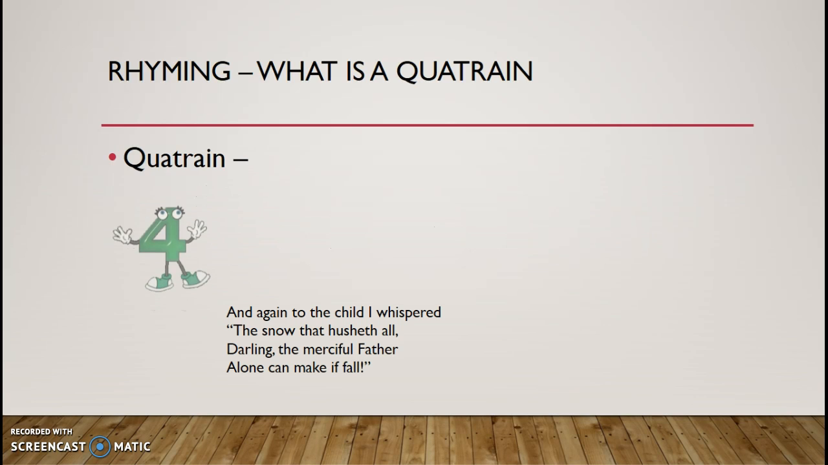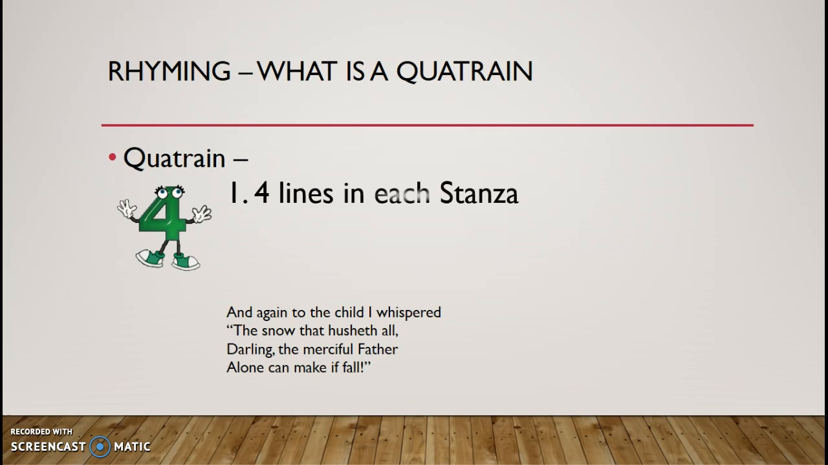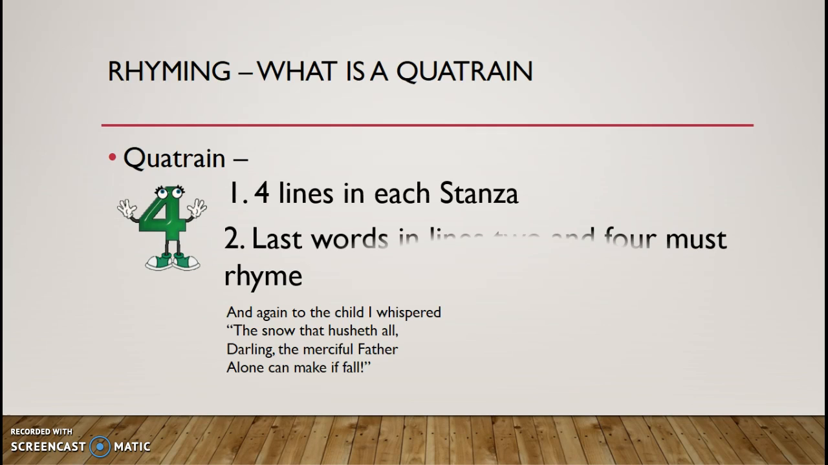So again, if we look at that passage that we just read earlier, "And again to the child I whispered, the snow that husheth all, darling, the merciful Father alone can make it fall." You can see there's distinctly 4 lines. And hopefully, what you had done for the number 1 I had asked you, you had circled the appropriate words that rhyme. But we'll talk about that a little bit later. Okay, there's 4 lines in each stanza.